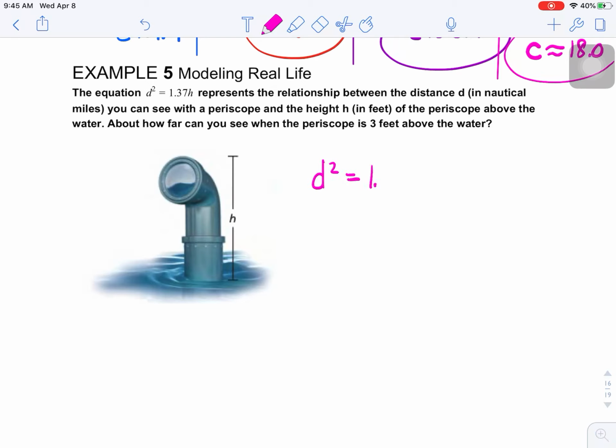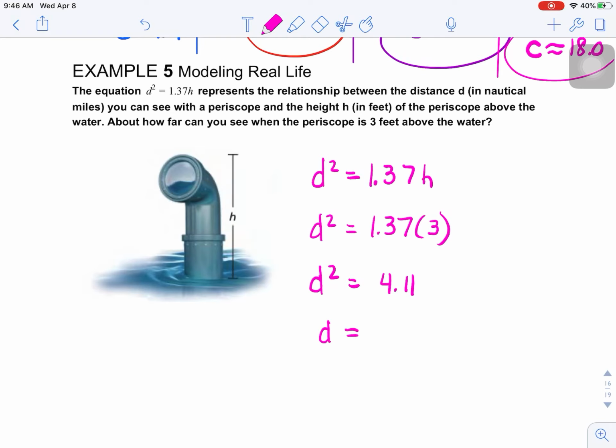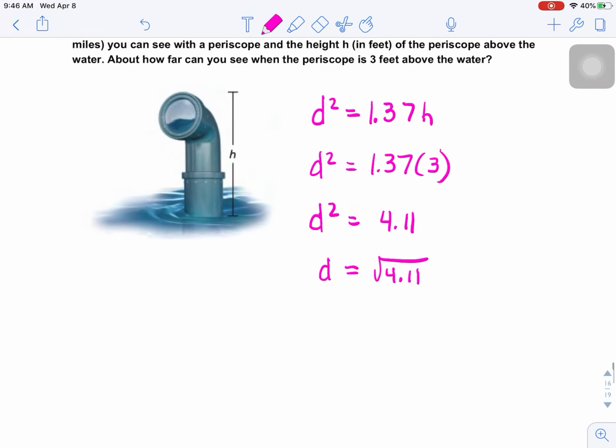So let's plug into that formula. They told us that h was 3. So d squared would equal 4.11 when I multiply that out. So d is equal to the square root of 4.11, which we know is going to be about 2.